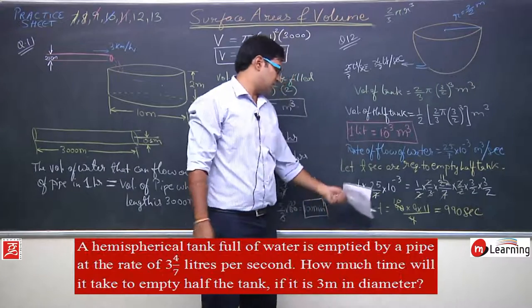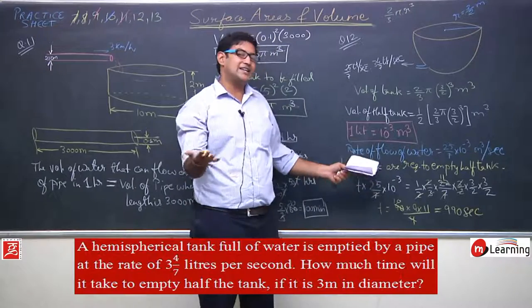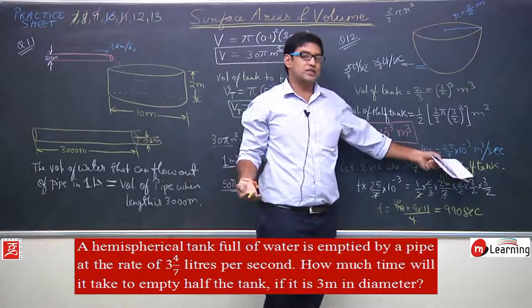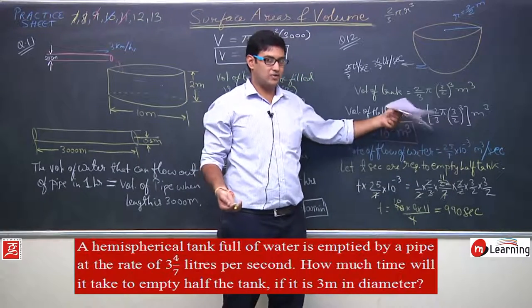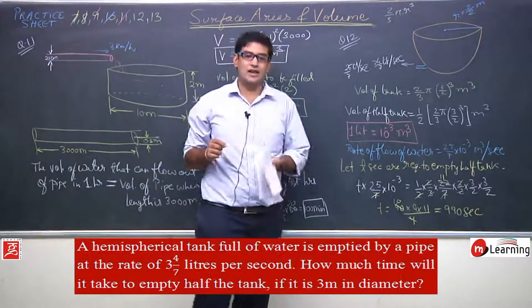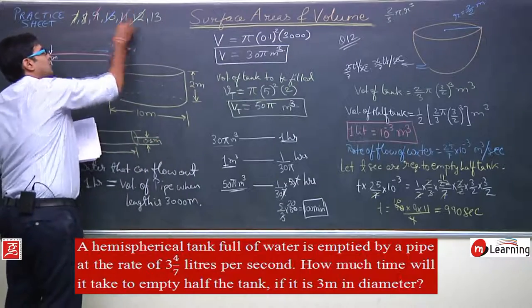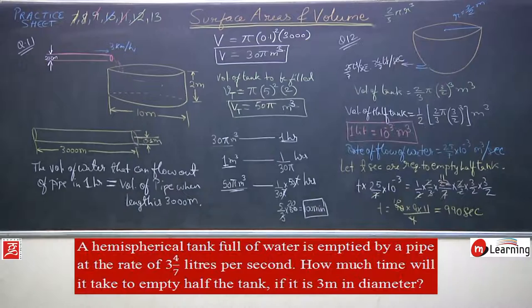Okay, just a basic calculation that you need to have. I have assumed that in T seconds, let us say the tank is half empty, the rate is this much. So this rate into T seconds will give you the half volume of this tank. Okay, so this concept, and we have solved question number 12. So this is the solution for question number 12. So you can note these two questions, then we will continue.